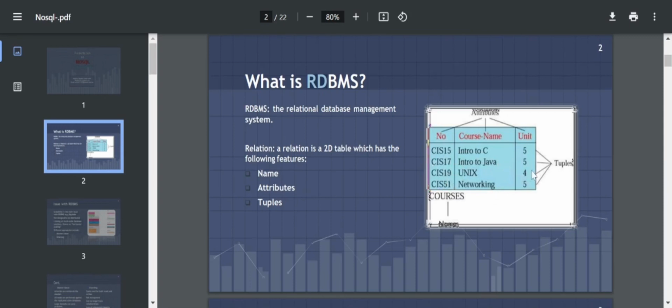Tuples are also known as rows. Rows are individually recorded within the table. Each tuple contains data that corresponds to the attributes, the columns, defined for the relation.